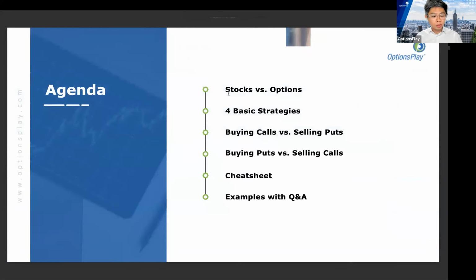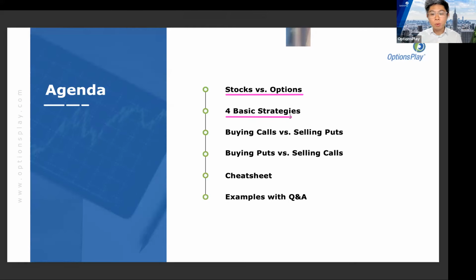So let's take a look at what the agenda is going to entail. First, we want to talk a little bit about the difference between stocks versus options. To understand the fundamentals of these 4 building blocks, you have to understand what stocks give you and what options give you. Stocks give you symmetrical exposure, options give you asymmetrical exposure. We're going to talk about what that actually means.